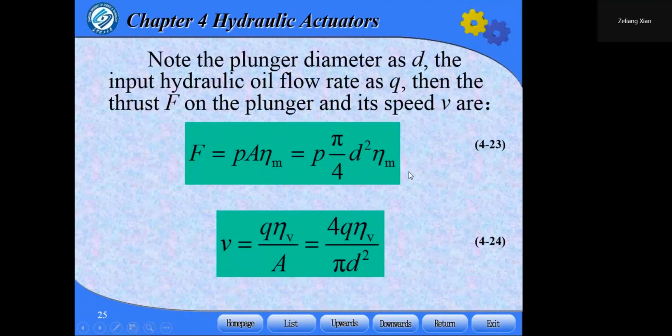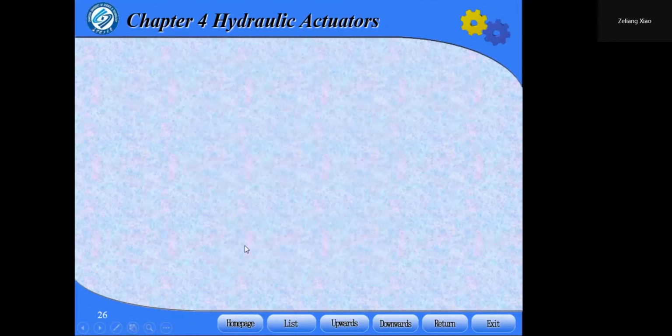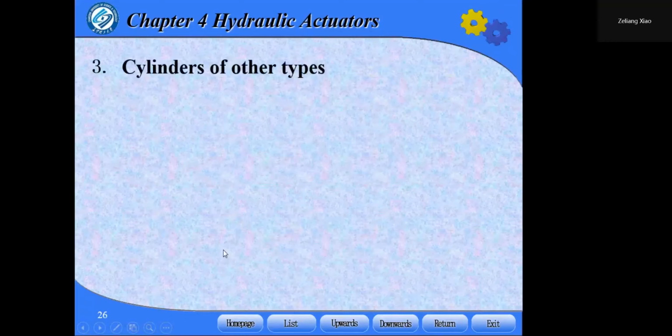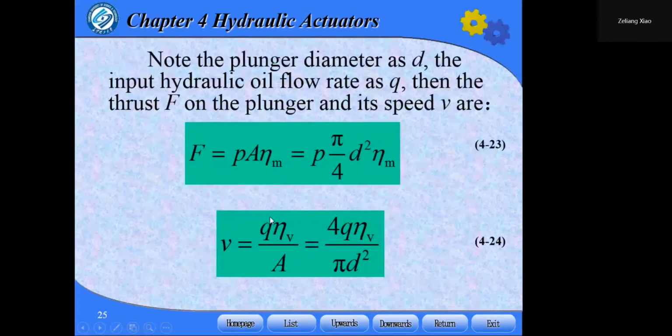This equation is the pressure times the area, so we can easily get the thrust force. We can get the speed because the flow rate divides the area and multiplies the volumetric efficiency.